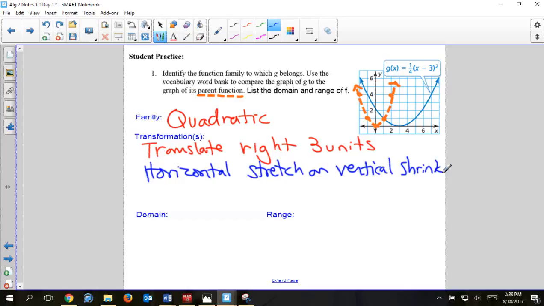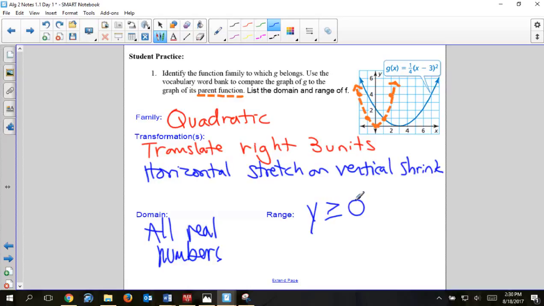Domain. How far to the left and how far to the right does it go? Forever. So it is all real numbers. And then range, how far down and how far up? How far down is it? 0. And then how far up? Right. So y is greater than or equal to 0. It starts at 0, goes up. That's the range.